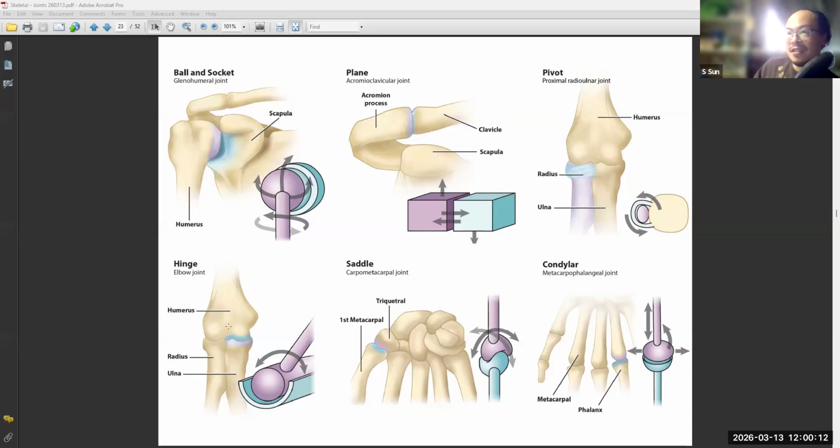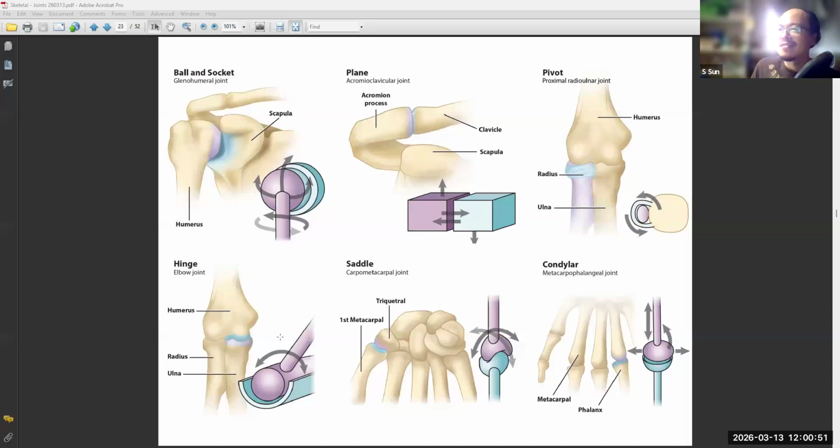Another one is hinge. Hinge also provides freedom of movement, but usually it's only one direction, one axis. An example is the elbow joint right here. So remember in the elbow joint we have that process, so you cannot move further. This is the humerus, and the humerus has that process in the back right here. What's that process that prevents you from moving further? Do you remember that?